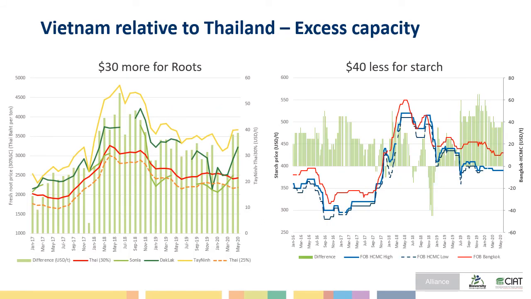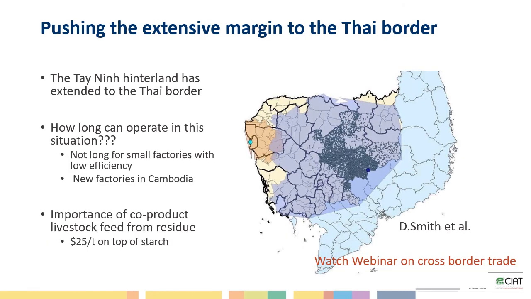When we talk about the impacts on industry, you can see here in Tay Ninh, the price that they are paying for roots is well above what they're paying in Thailand. So you're paying, say, on average $30 more for a ton of roots in Tay Ninh at the moment. On the other hand, you're making less on your starch. So the margin on starch processing in Tay Ninh at the moment is very slim, and a lot of the small manufacturers are going out of business.